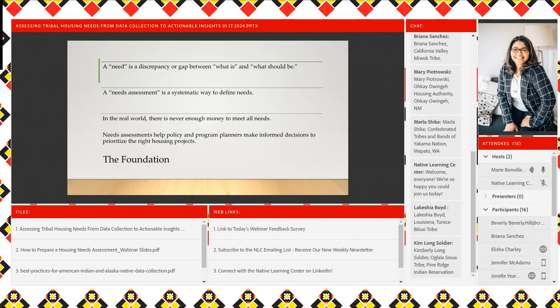So what is a need? A need is a discrepancy or a gap between what is and what should be. So therefore your needs assessment defines those needs. I think it's just giving you definitions.